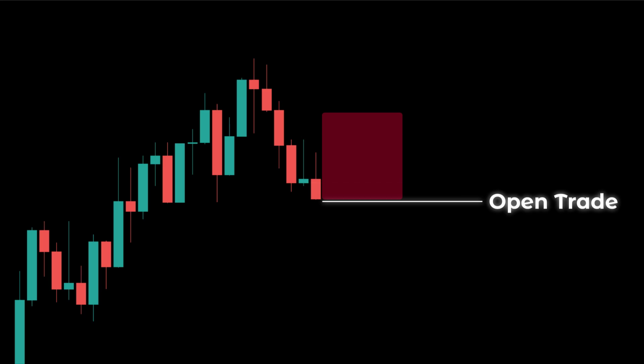Pay close attention to stop loss placement. Never place your stop too tight. A tight stop is one of the fastest ways to lose good trades.